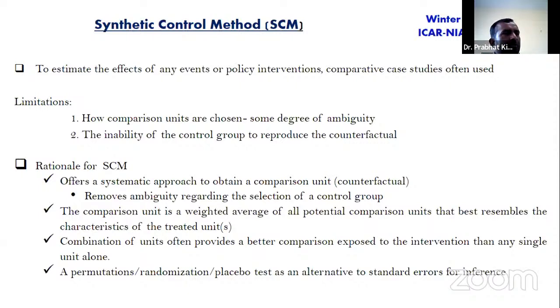So here, what we are doing in the synthetic control method is, suppose we are selecting it, how we are going to select it, there is some ambiguity, as I was saying. Ambiguity is there.